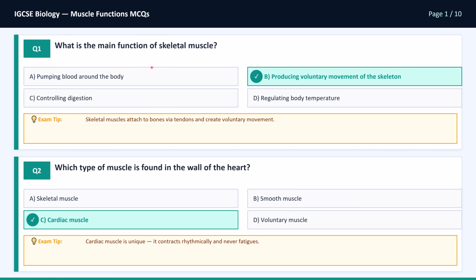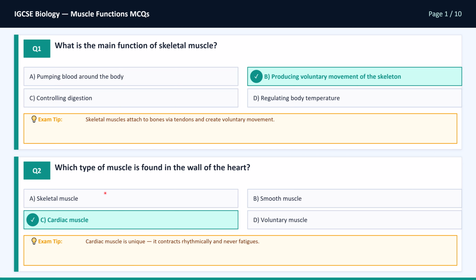Question 1. What is the main function of skeletal muscles? Option A, pumping blood around the body. Option B, producing voluntary movement of the skeleton. Option C, controlling digestion. Option D, regulating body temperature. And the correct option is option B, producing voluntary movement of the skeleton. Skeletal muscles attach to bones via tendons and create voluntary movement.